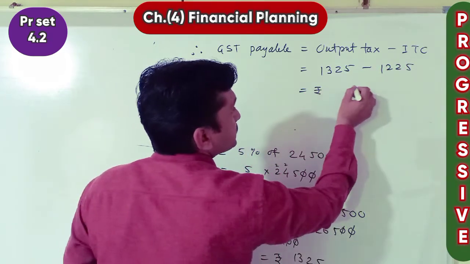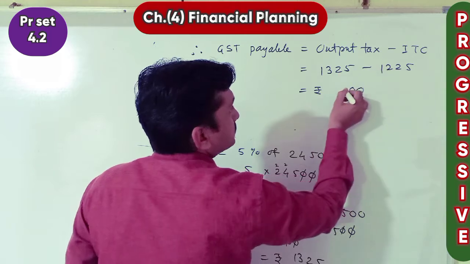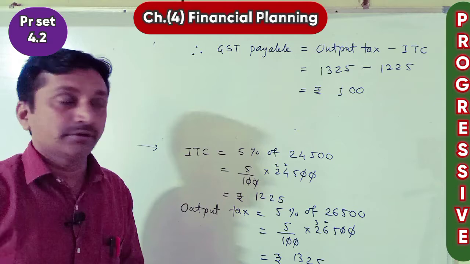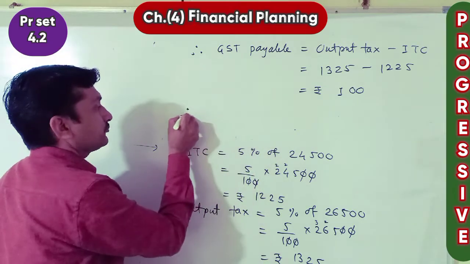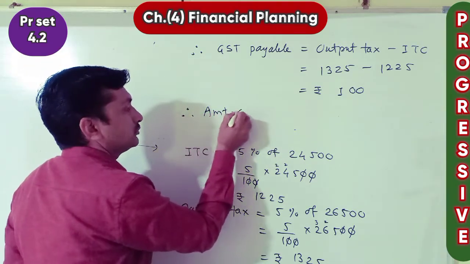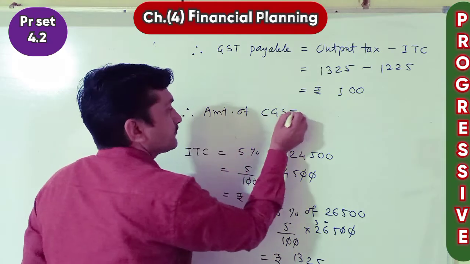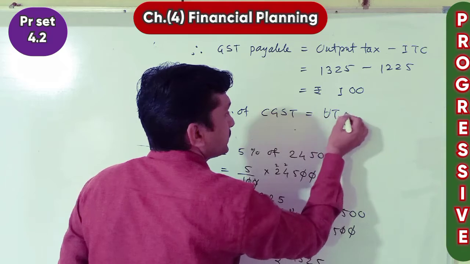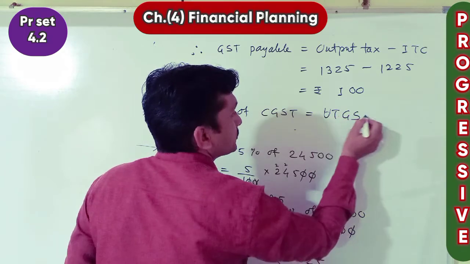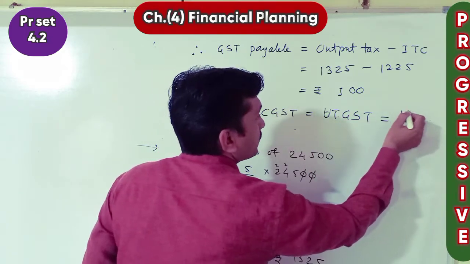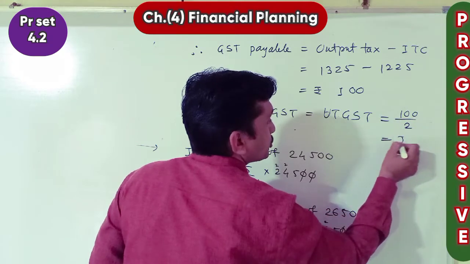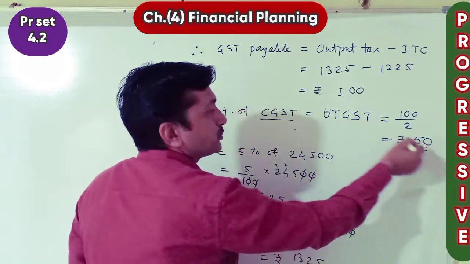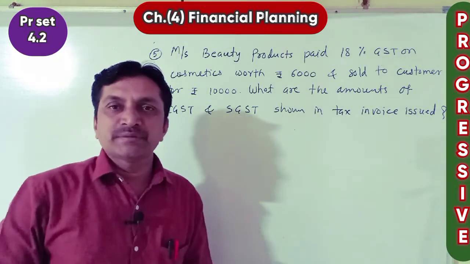Now subtract here 0, 0, 1 rupees, 100 rupees is GST payable. Therefore amount of CGST is equal to UTGST, Union Territory GST, is equal to 100 upon 2 is equal to rupees 50 each. CGST 50 and UTGST 50. This is example number 5.